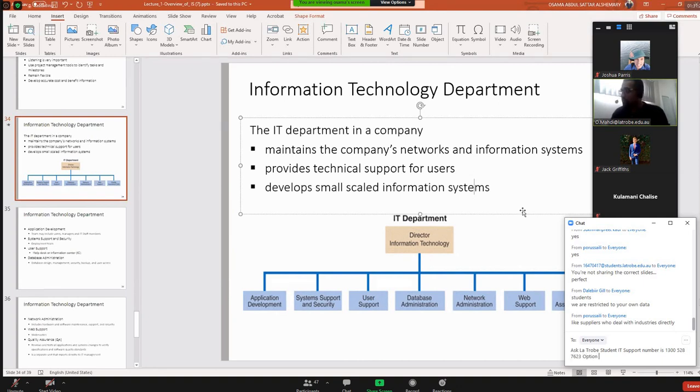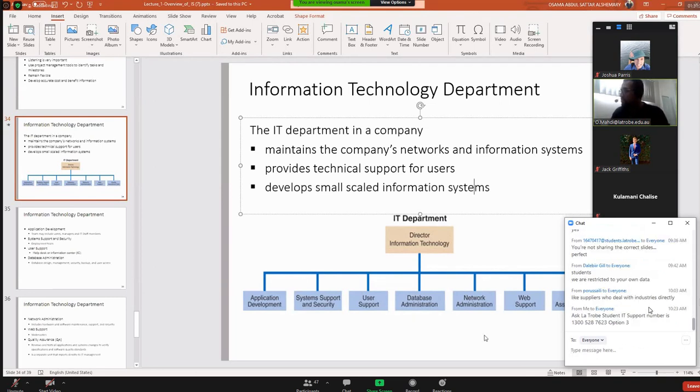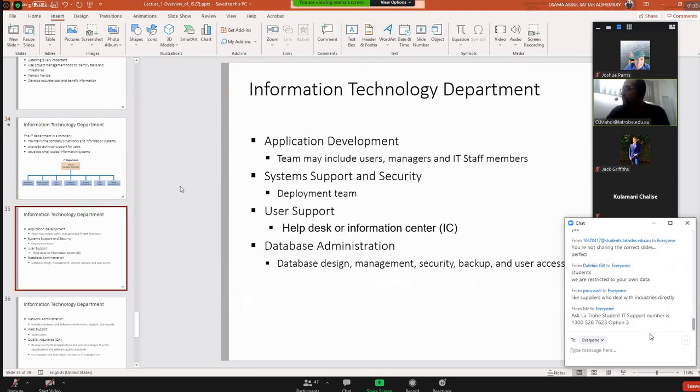It could be system support and security, database administration, network administration, for example, web support. All of this is related to the IT department. Yes, option three, absolutely. This is for the ICT department for information systems. If you face any problem, just give them a call, option three, and they will fix your problem directly.